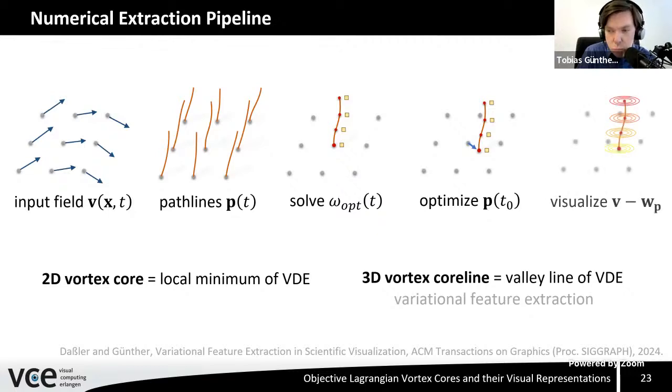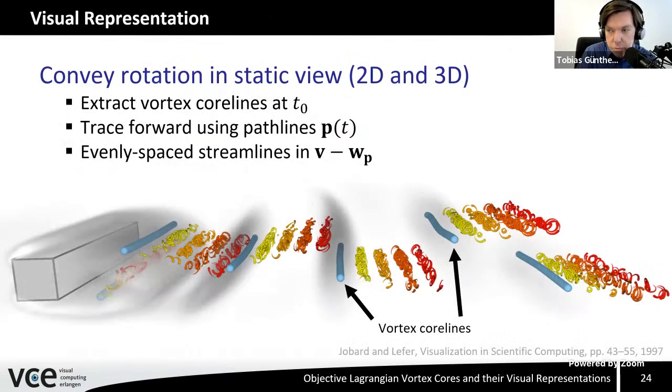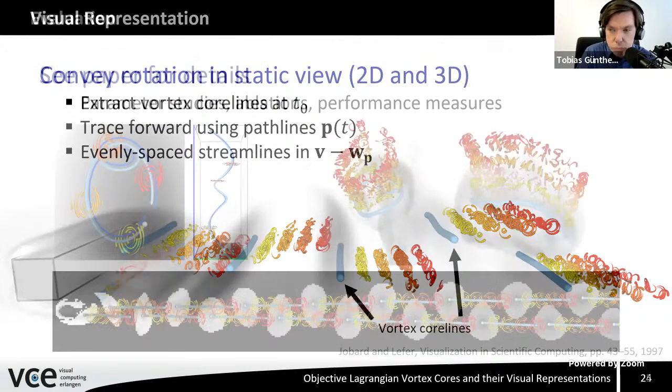And lastly, for visualization, we subtract the observer motion from the input vector field and visualize the vortices by showing spiraling streamlines at selected time steps. This is what this looks like in 3D. First, we find the valley line of VDE, here shown in blue, and then those can be advected along path surfaces in 3D or path lines in 2D. And after a selected number of time steps, we seed evenly spaced streamlines, which are tapered at the start to convey the rotation direction. And the color here simply encodes the time step. This visualization is devised to work both in 2D and in 3D.